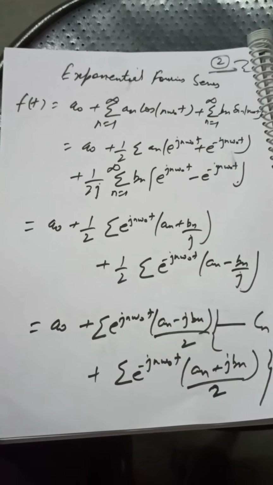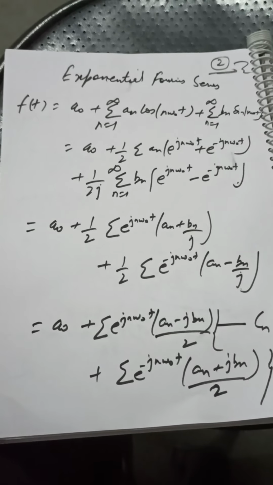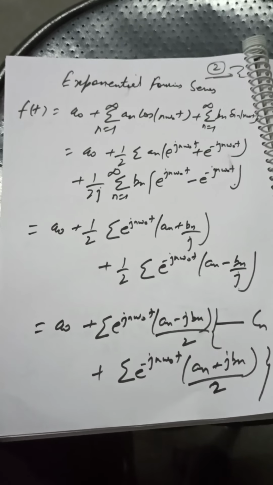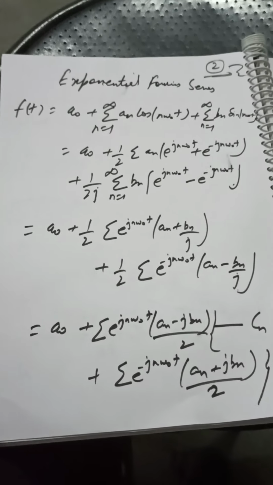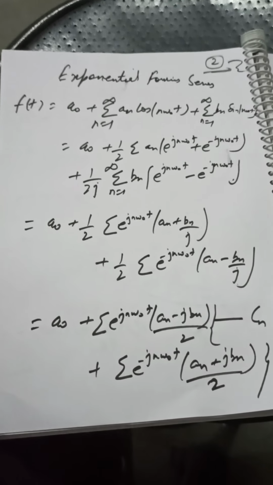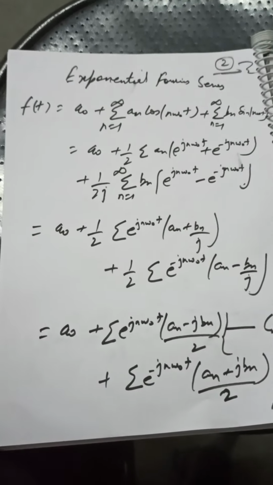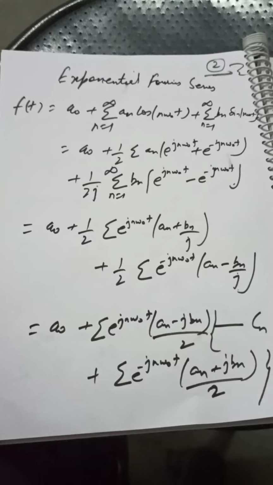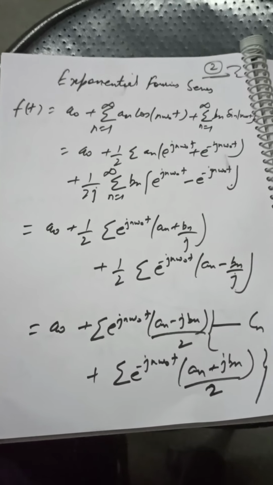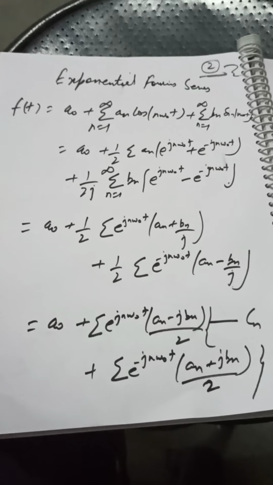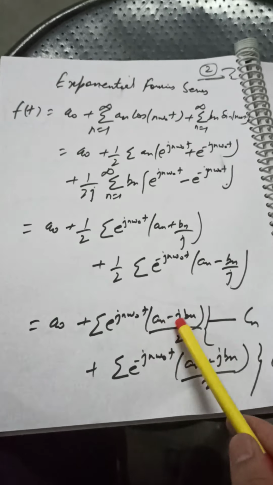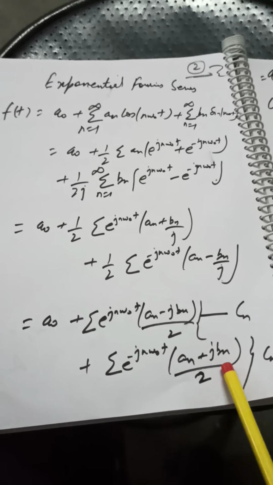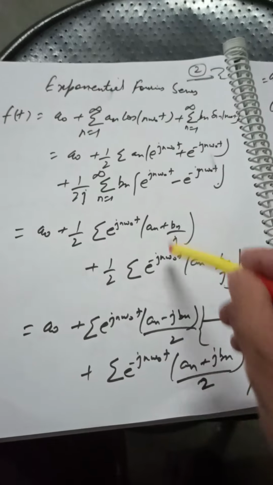Now coming back to the other term, that is e to the power minus j n omega naught t. We can easily visualize the coefficient of e to the power minus j n omega naught t as an minus bn by j. This is quite clear. This is half. We are simply selecting the coefficients of e to the power minus j n omega naught t. Now you can see that this becomes an minus jbn by 2 and this becomes an plus jbn by 2, because j will go up and here also j will go up.